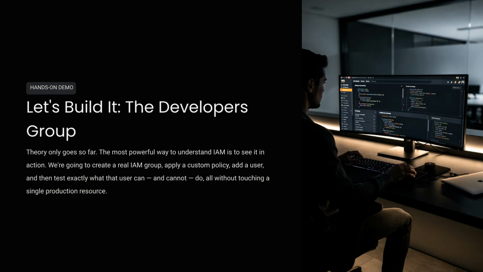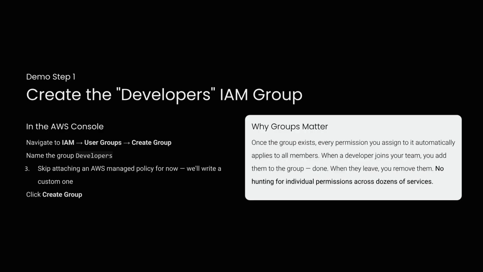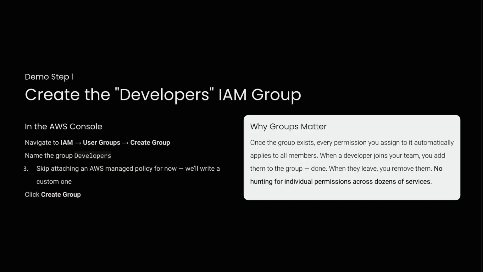We will apply a custom policy, add a user, and then test their permissions using the policy simulator, all in a safe environment. Demo step 1 is to create the developer's IAM group. In the AWS console, navigate to IAM, then User Groups, and click Create Group. Name the group Developers. We skip attaching an AWS managed policy for now. Groups matter because permissions assigned to the group automatically apply to all members, simplifying management.